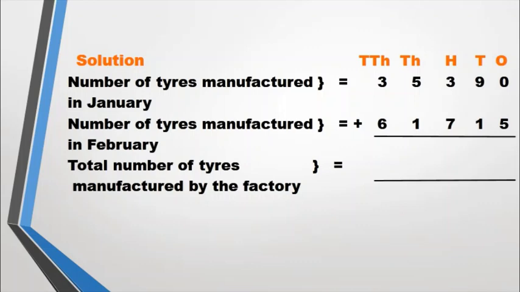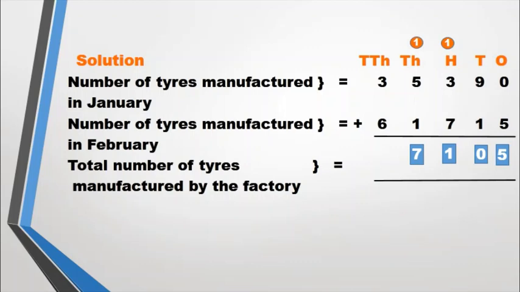Now let us add the two numbers. So let us start the addition from adding the digits in the ones place. 5 plus 0 is 5. Now add the digits in the tens place. It is 9 plus 1, 10. Write 0 in the tens place and carry over 1 to the hundreds place. Now add the digits in the hundreds place. 3 plus 7 is 10 plus carry over number 1. It is 11. Write 1 in the hundreds place and carry over 1 to the thousands place.